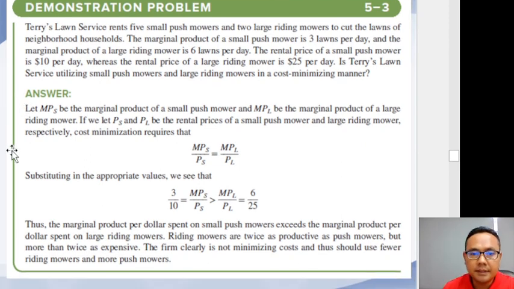For example, Terry's lawn service runs 5 small push mowers and two large riding mowers to cut the lawn of neighborhood households. The marginal product of a small push mower is 3 lawns per day, and the marginal product of a large riding mower is 6 lawns per day. The rental price of a small push mower is $10 per day, whereas the rental price of a large riding mower is $25 per day.